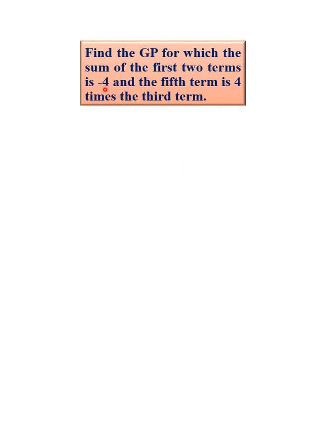Hi guys, this question says find the GP for which the sum of the first two terms is minus 4 and the fifth term is 4 times the third term. So we are told that the sum of the first two terms is minus 4. For a GP, the first term is A, the second term is AR, so the sum is given as minus 4. The fifth term, AR raised to power 4, is given as 4 times the third term.